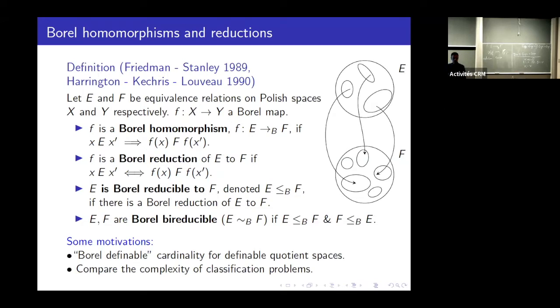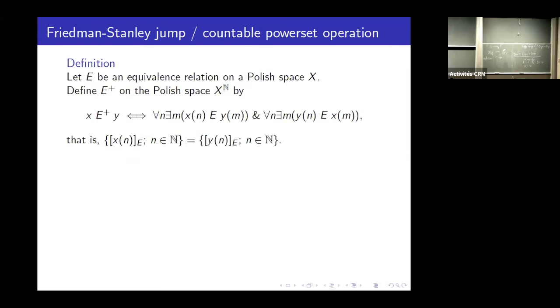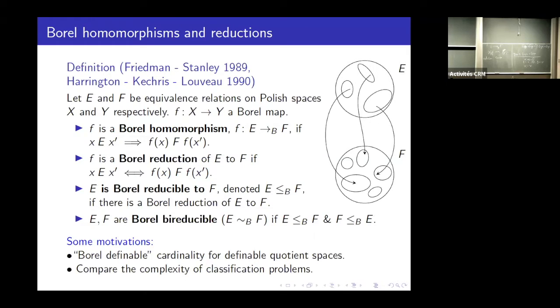Now the classification problems, as we said, we can code them as equivalence relations on Polish spaces, and we think of one as more difficult to classify if it's above the other in terms of the Borel reducibility relation. So the goal is to understand Borel reducibility between equivalence relations on Polish spaces, and specifically analytic equivalence relations on Polish spaces. Let me know if you have any questions or anything. Feel free to stop me.